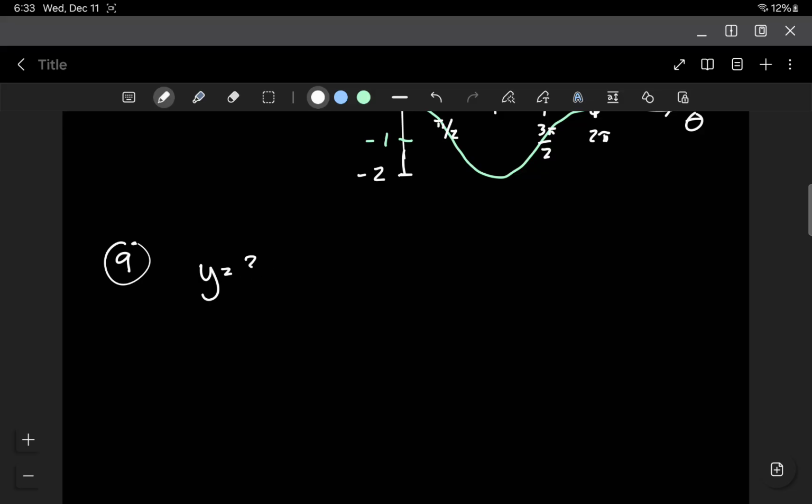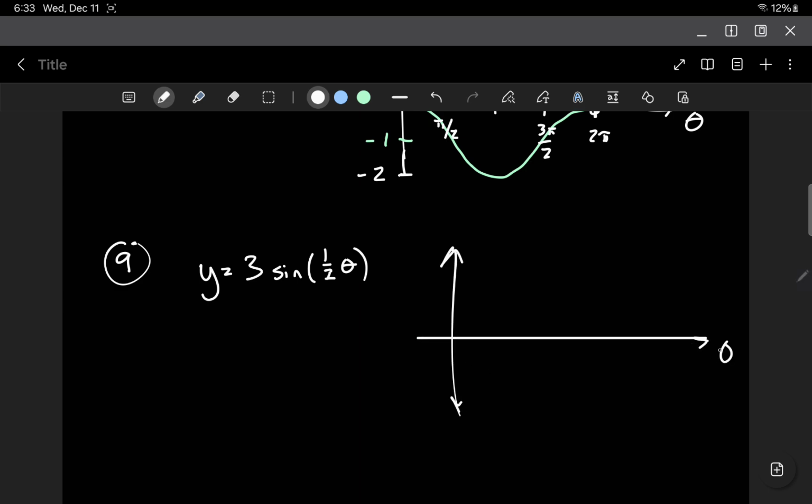For this next one, I wanted to graph. So I'll start off with this 3. So the 3 modifies our sine wave that normally looks like this. Instead of going from 1 to -1, like a regular sine wave does, it goes from 3 to -3. So it completes that same cycle.